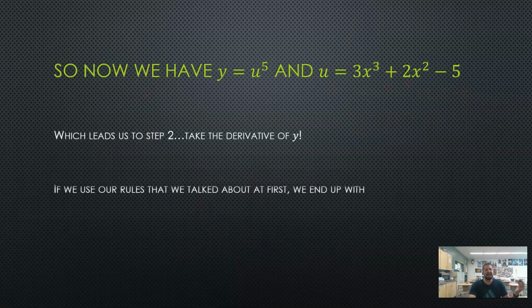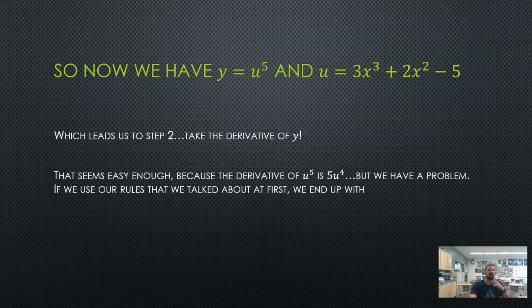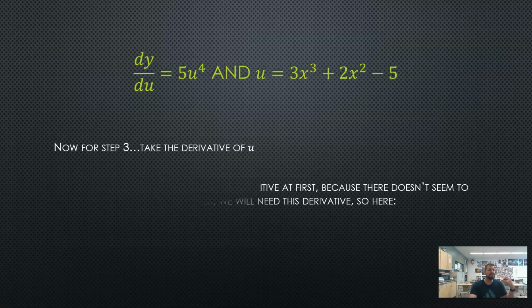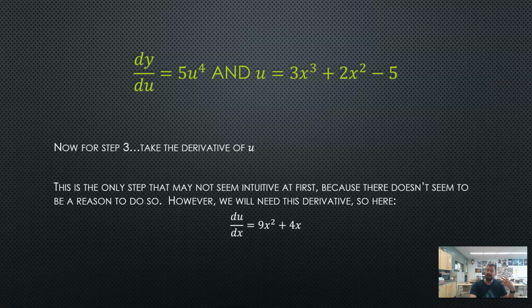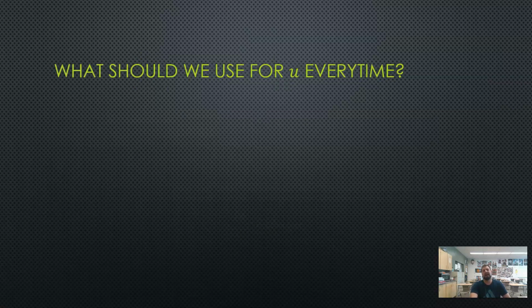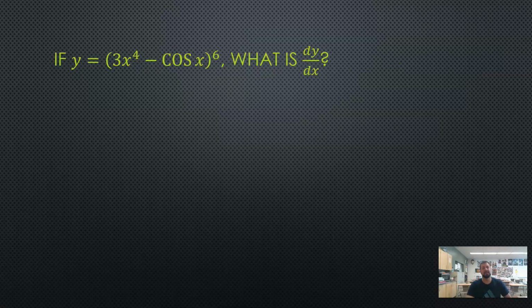The second step is we always take the derivative of what y is equal to. Then we get our dy du. We talked about that. We're looking for dy dx. The third step is to take the derivative of what we let u equal. In this case, du dx was 9x squared plus 4x. We talked about that before. Then what we do is we multiply those together. Really, what we do when choosing our u every time is look for what's in the parentheses.